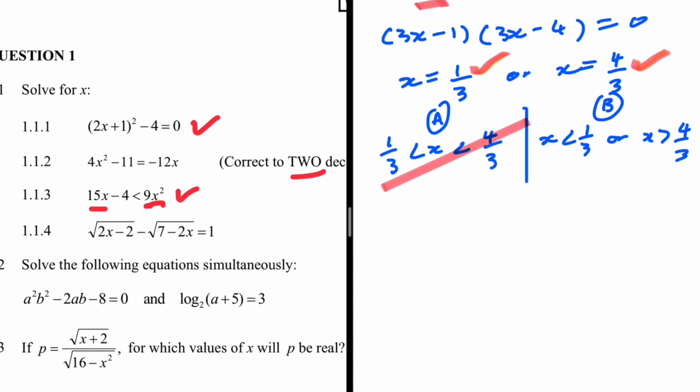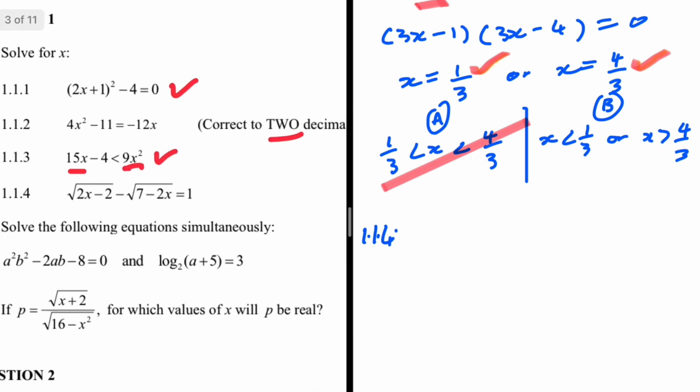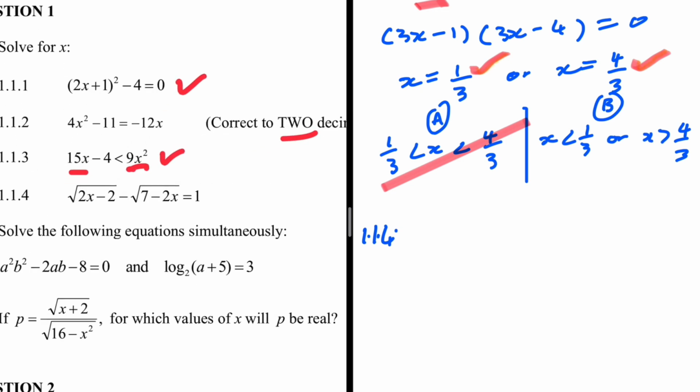1.1.3. What about 1.1.4? Quite an interesting question. Mark allocation, 5 marks. But there ain't nothing to it but to do it. So let's take a look. We have the square root of 2x minus 2 minus the square root of 7 minus 2x being equal to 1.